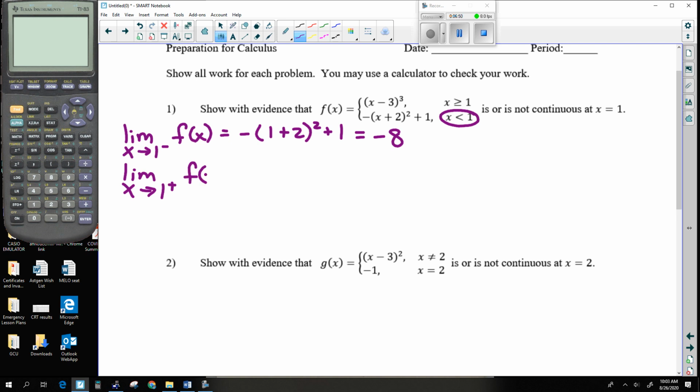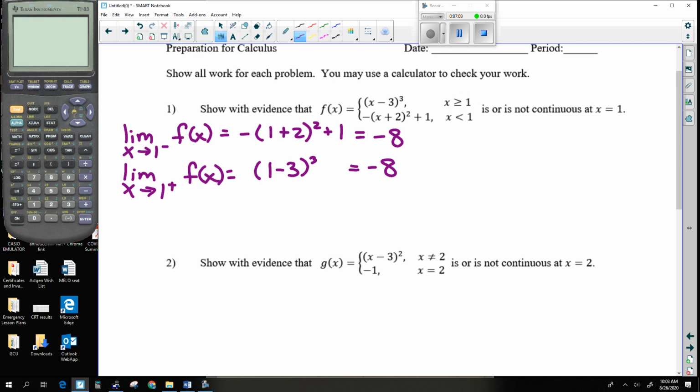Going to go from 1 from the positive. So from the positive, it's where it's bigger than 1. So it's going to be that top equation. And so that's 1 minus 3 to the third. And so that's -2. -2 to the third is -8. And so far, so good.